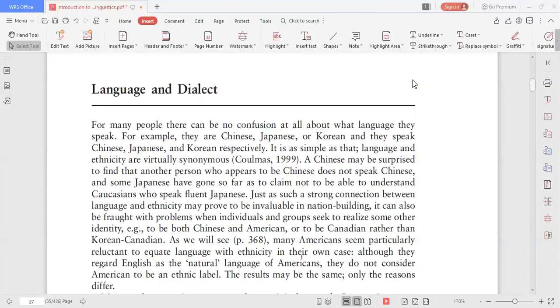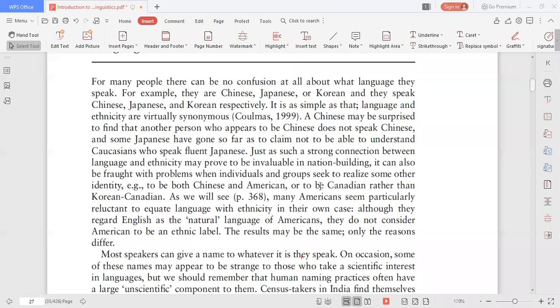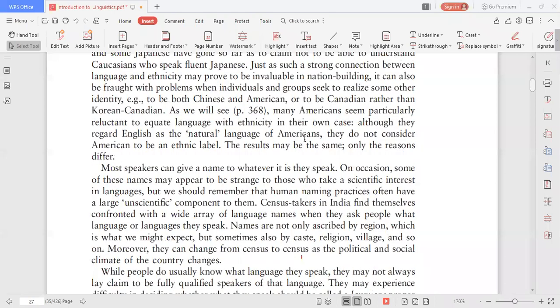Now I will try to finish a little bit out of this chapter, and then I will finish today's lecture because time is over. Maybe I have taken some extra time, if I'm not mistaken.